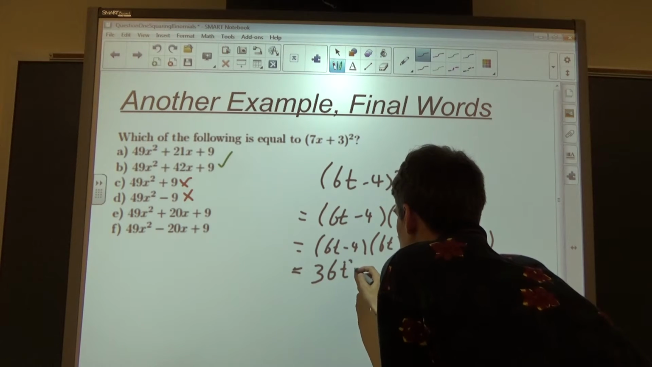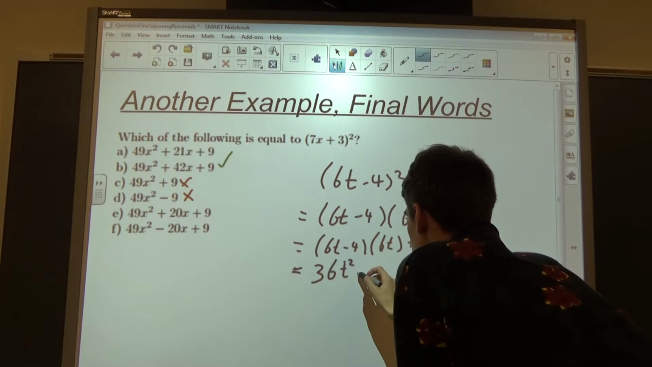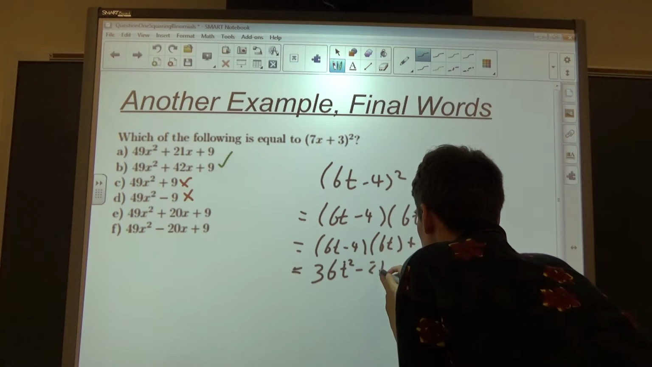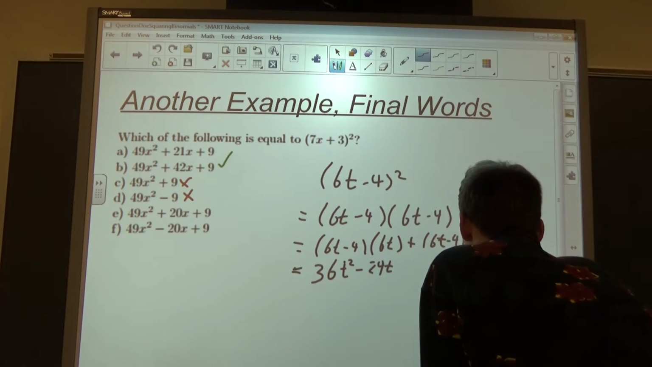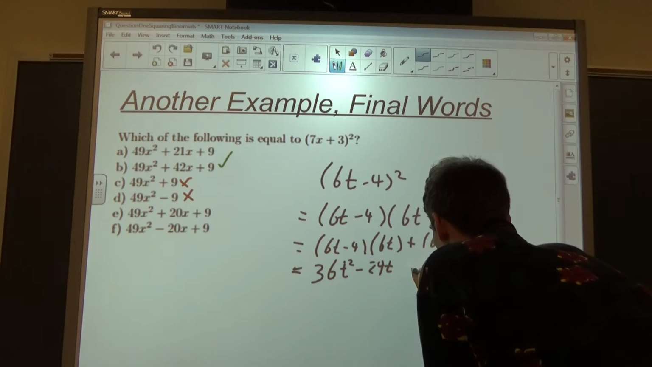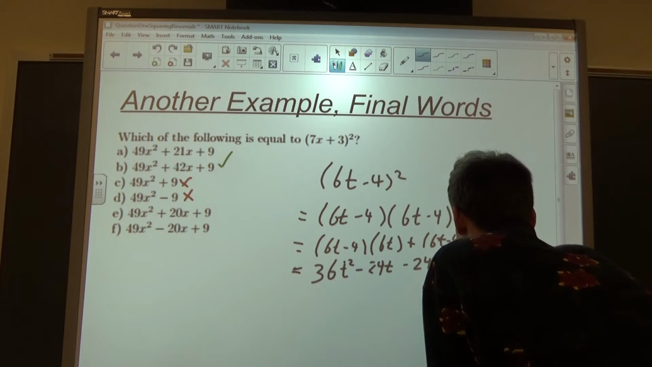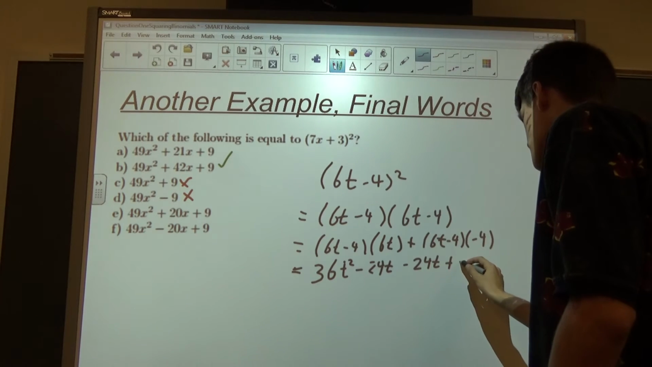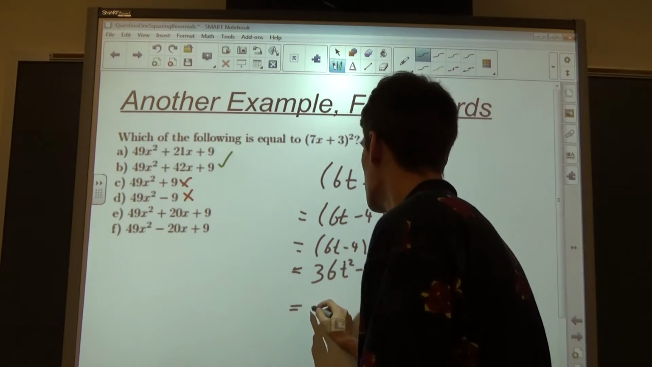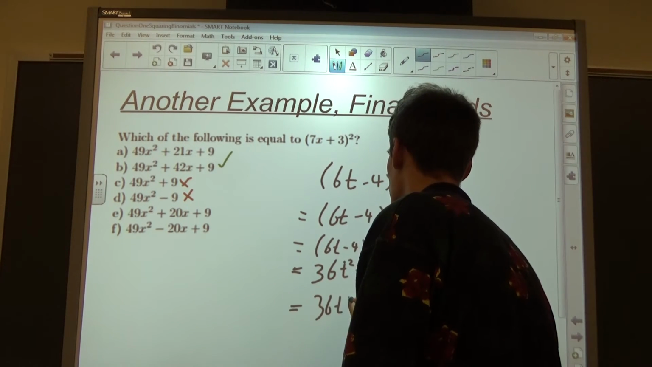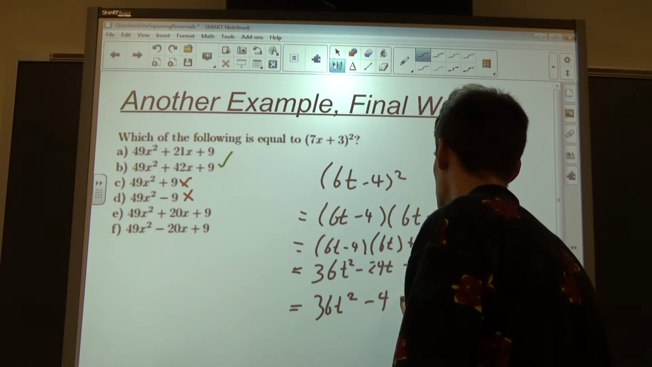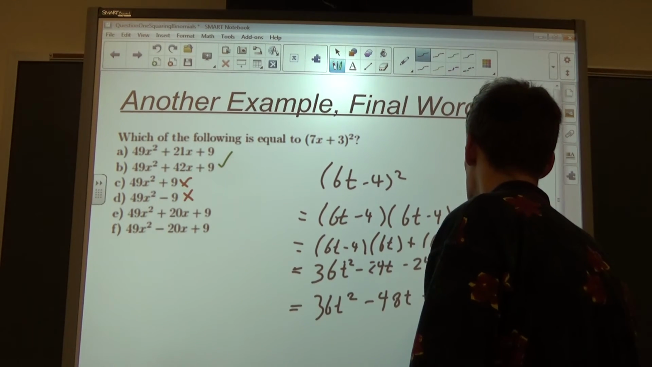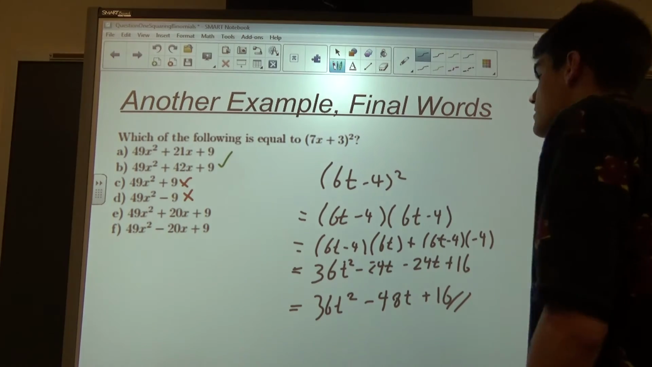I got 36t squared, 6 times 6, and then 6 times negative 4 is negative 24t. Negative 4 times 6 is negative 24t, and then negative 4 times negative 4. That's negative 4 squared, and that is 16. And then you just add the middle two terms: 36t squared minus 48t plus 16. And that's our final answer.